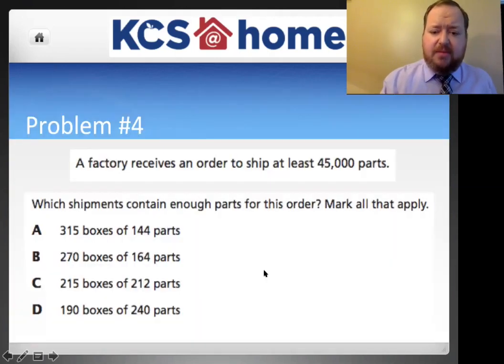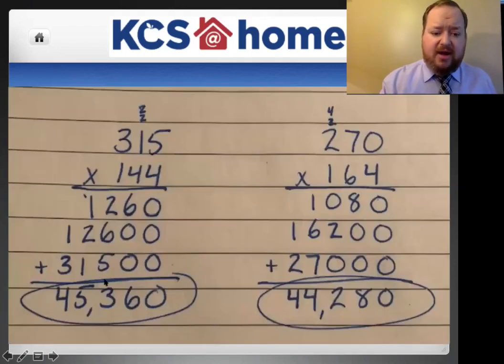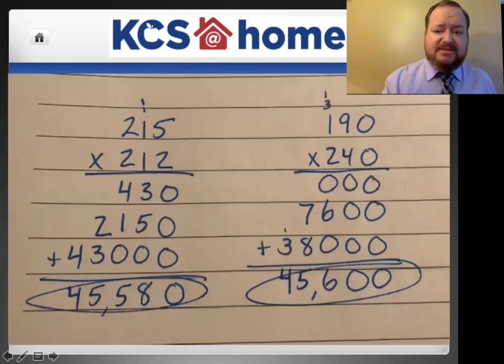Now we go back to our problem. We know we're looking for 45,000 parts. Well, letter A, I've got enough. I've actually got 360 more than I need. But in letter B, we do not have enough. We're only at 44,000. So here's letters C and D.